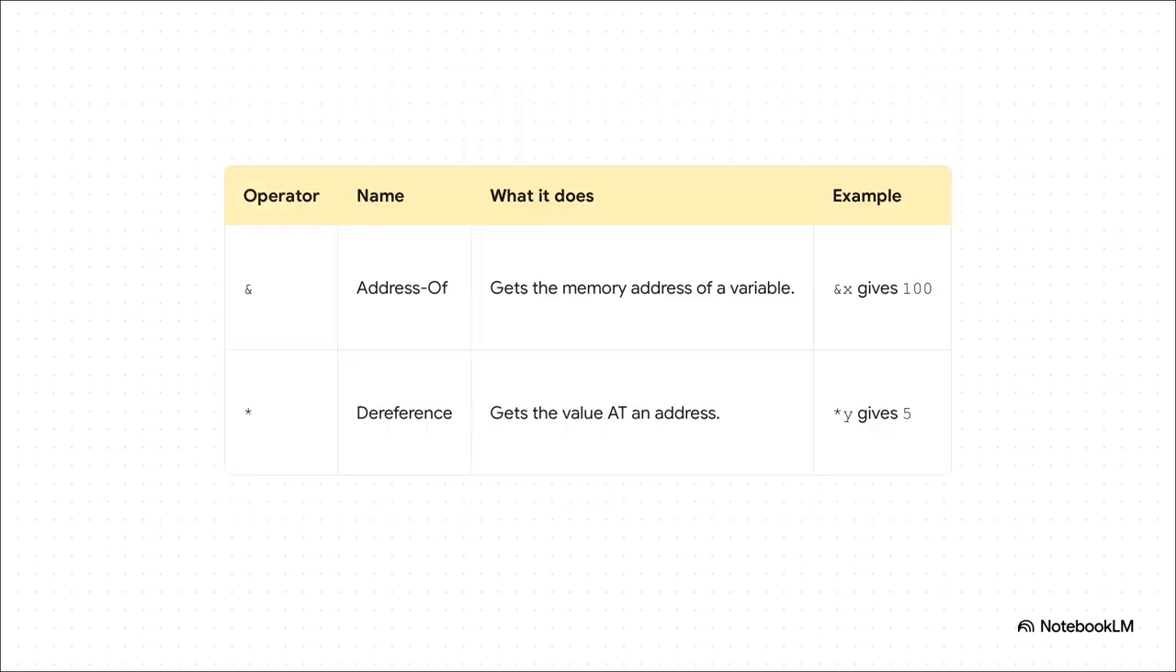Now, to work with these things, you just need to know two key symbols. First is the ampersand, &. That's the address-of operator. You stick that in front of a regular variable, like &x, and it gives you its memory address. Easy. Then you have the asterisk, star. This is the dereference operator. You put this in front of a pointer, like *y, and it's like saying, hey, go to the address stored in y and tell me what value you find there. It follows the pointer to get the data.